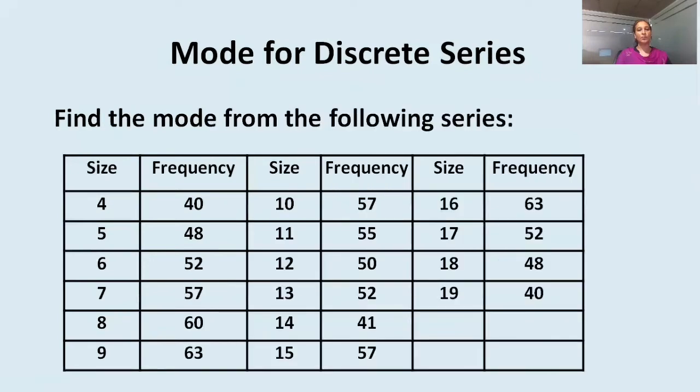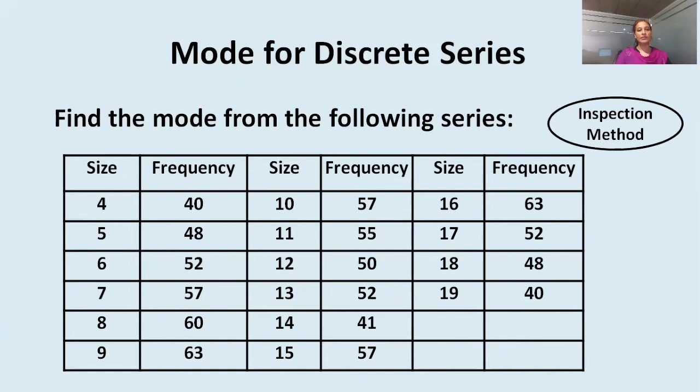Now we will understand how we can find the mode for discrete series. So suppose here we are given the data in discrete series form. So here we can see we are given the size and the frequency. So according to these sizes, frequencies are given. So we have to find here the mode for this particular given series. So again we will apply here the inspection method to locate the mode.